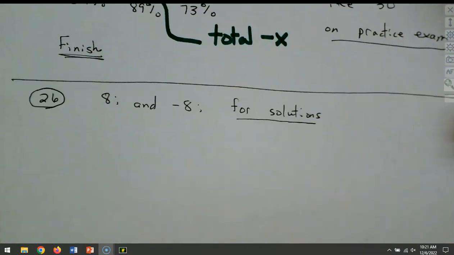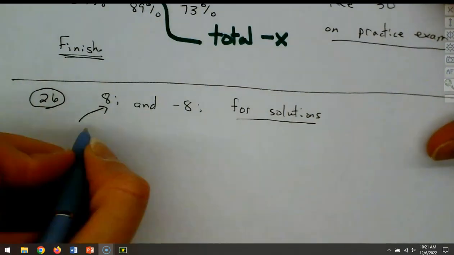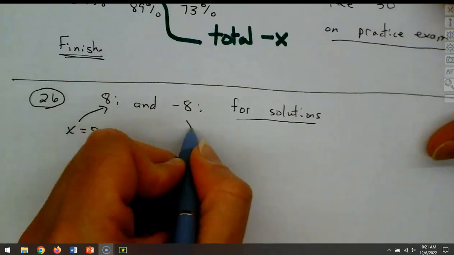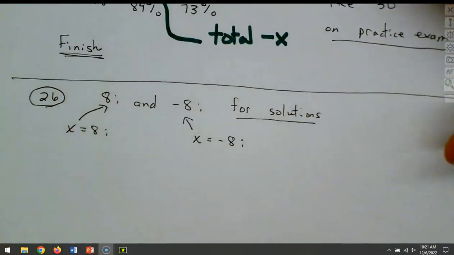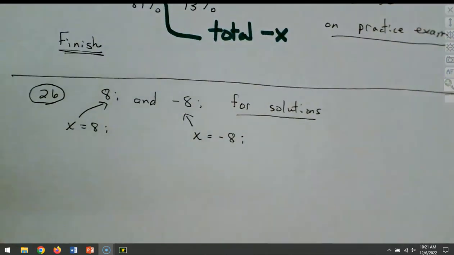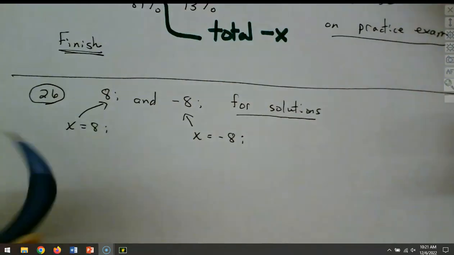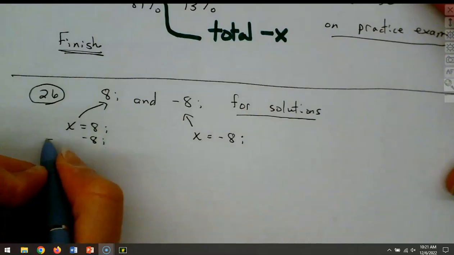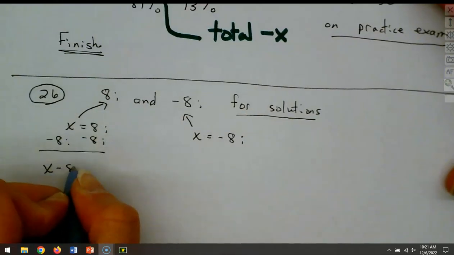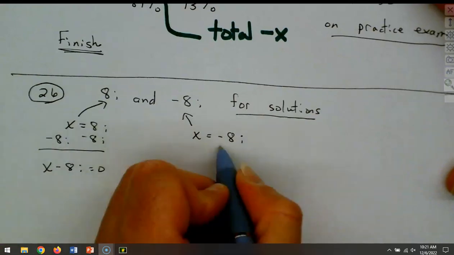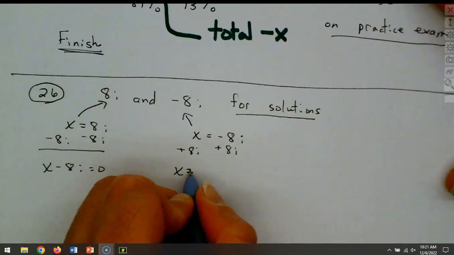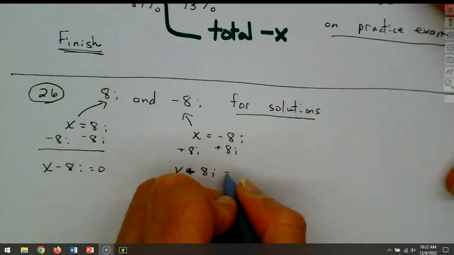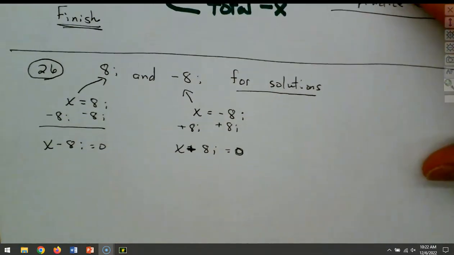Okay, so what does that mean if these are solutions? All right, if these are solutions, then that means that this is x equals 8i, right? And this one is x equals a what? Negative 8i. Now, what we're going to be doing is working them backwards. So if I set this one to 0, we end up with x minus 8i equals 0. And if I move this one over, then what do I end up with here? X plus 8i equals what? 0.